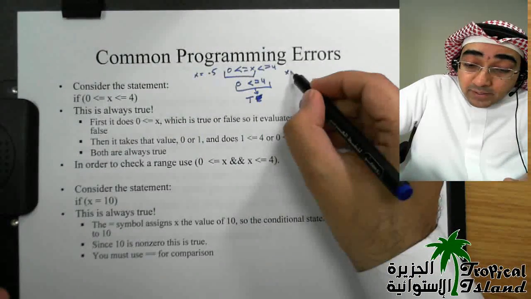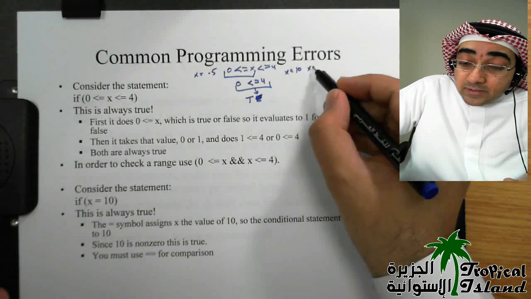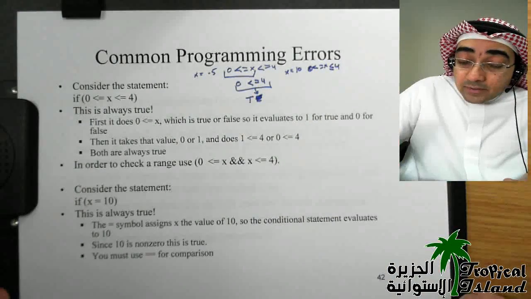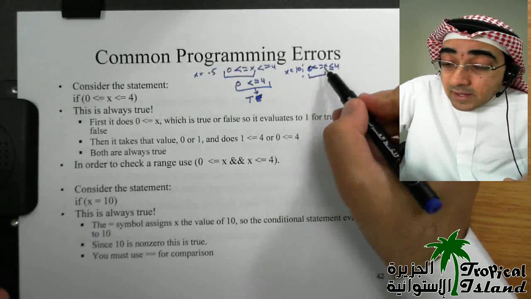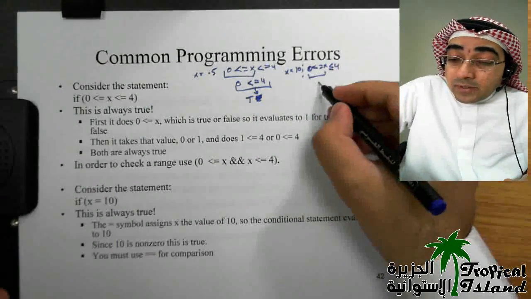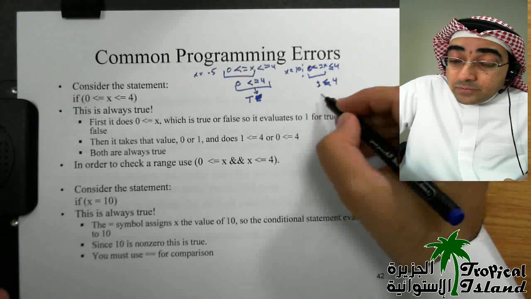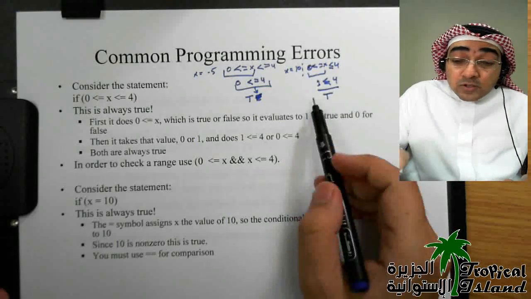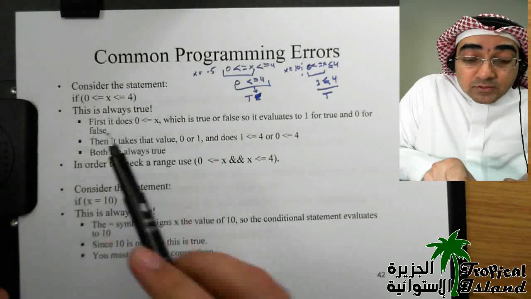Now suppose that my x is equal to 10, and I come over here: is 0 less than or equal to x less than or equal to 4? Now I evaluate, x is 10, so is 0 less than or equal to x? This is true, so I denote it by 1. Is 1 less than or equal to 4? This is true, so this will always return true. When you evaluate this, you always get a true, so don't write the expression this way.